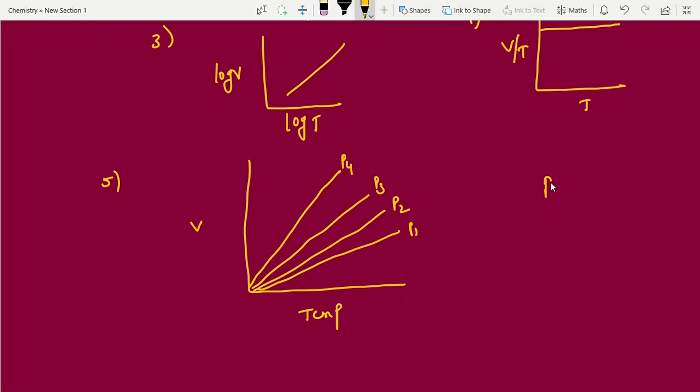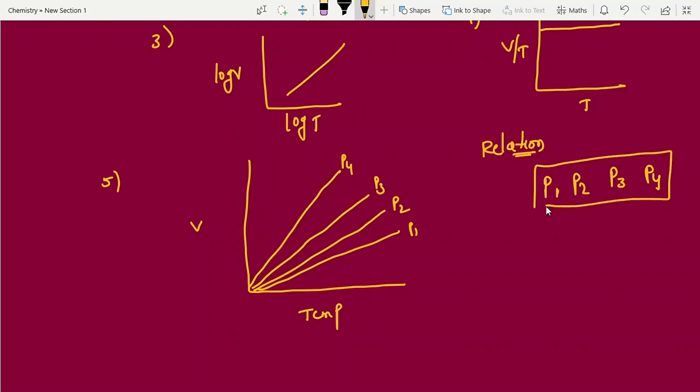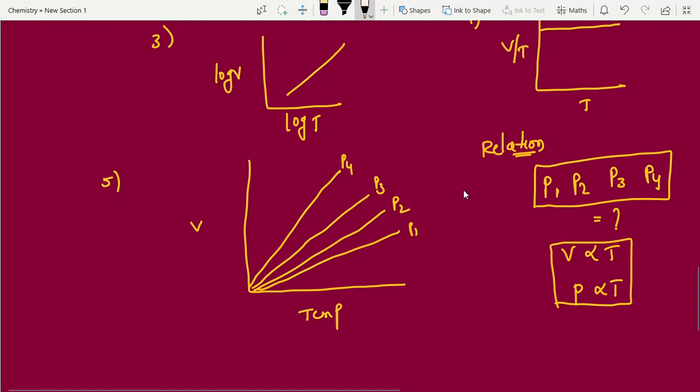What is the relation between P1, P2, P3, P4? Relation between P1 and P2, P3 they are asking. What is the relation? What I gave as a shortcut in the previous video, Boyle's law time. What is the shortcut? Either volume directly proportional to temperature you can take, or else pressure directly proportional to temperature. These shortcuts we can take. Now take this graph. Take one line.